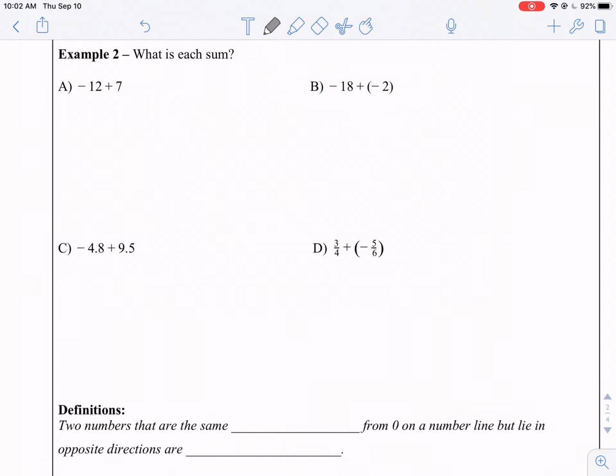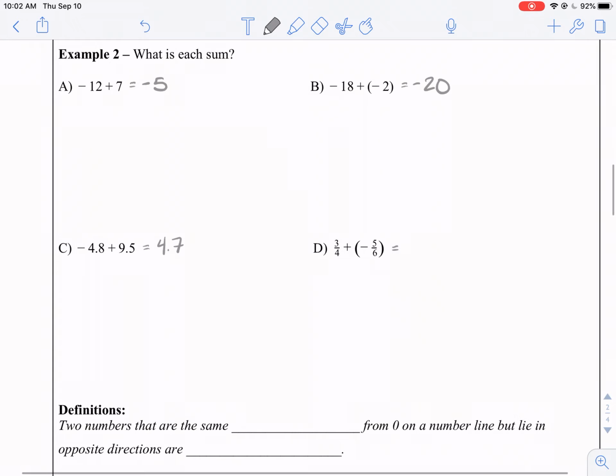All right, -12 plus 7 is -5. -18 plus -2 is -20. -4.8 plus 9.5 is a positive 4.7. And finally, 3/4 plus a -5/6 is equal to -1/12. Oh boy. If you have any questions, please see our extra explanation video, and I will show you each little step. That is, if you got one wrong, check out our explanation video.